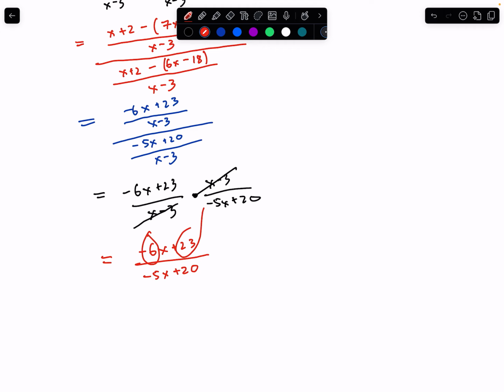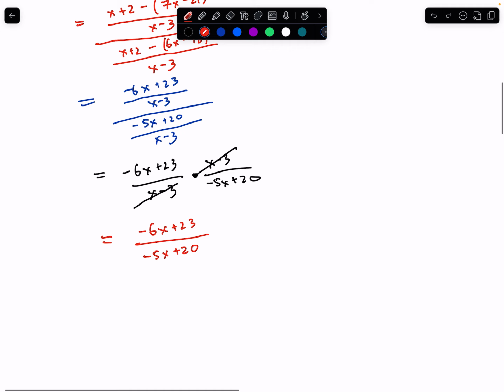Because 6 and 23 is not compatible. They're not both divisible by anything. So that brings us to one more last step. Negative 6. Actually, I guess there's two. Potentially two. So there's two forms that are okay for this.